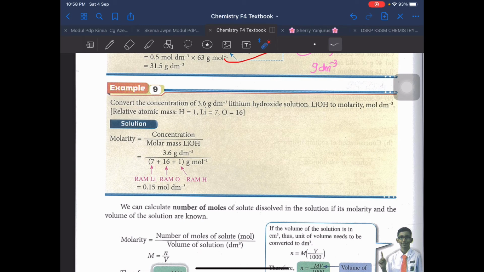And remember that according to figure 6.26, if you want to find molarity, you are given concentration, bahagi saja molar mass. So what is the concentration? 3.6. What is the molar mass? Macam biasa, RAM, relative atomic mass for Li dulu, tambah O 16, tambah H 1. So that's how you get the molar mass. 3.6 bahagi the whole molar mass, you will have the molarity.